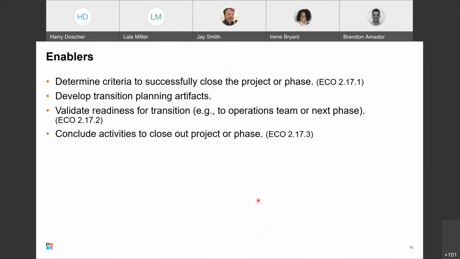The enablers for this are determine criteria to successfully close the project or phase, develop transition planning artifacts, validate readiness for transition. For example, the operations team would get the results of a software project, or you go to the next phase. And conclude activities to close out the project or phase.